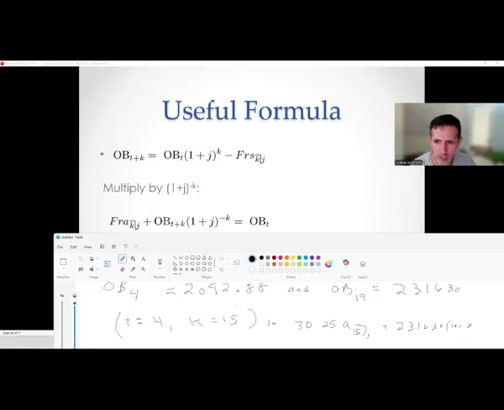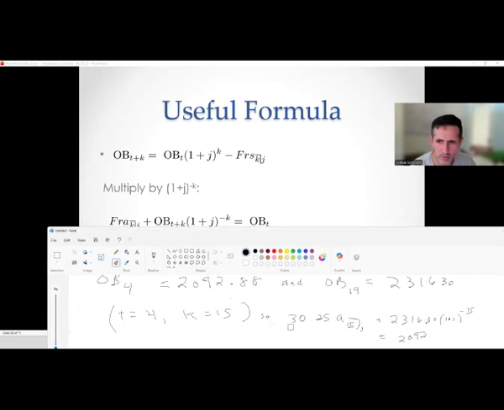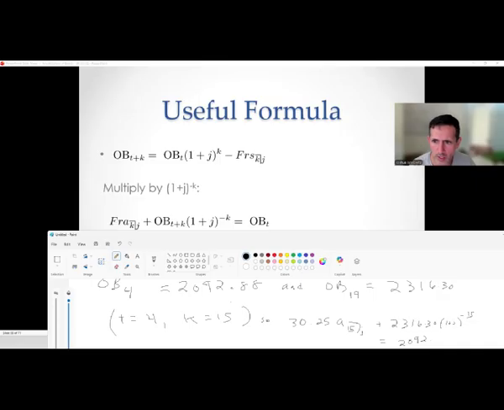1 plus J to the minus 15. And that equals, I got room, OBT, 2092. So yeah, again, I'm doing this to emphasize we're in a bond-like situation. If you just remember your formula, you could just pop into calculator immediately. That'd be a huge time saver. But 2092.